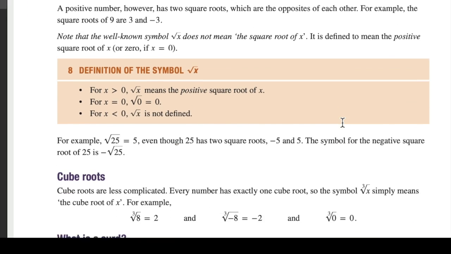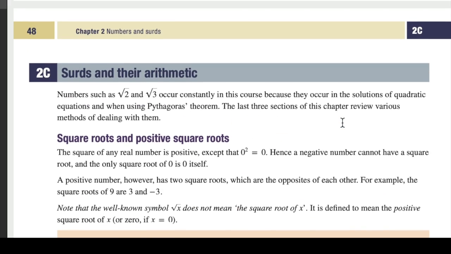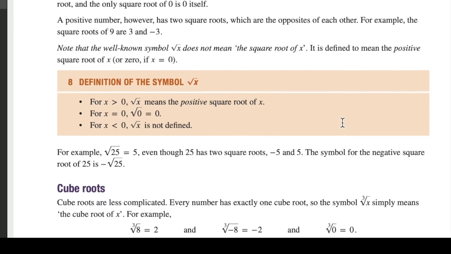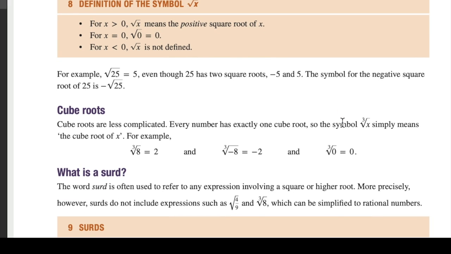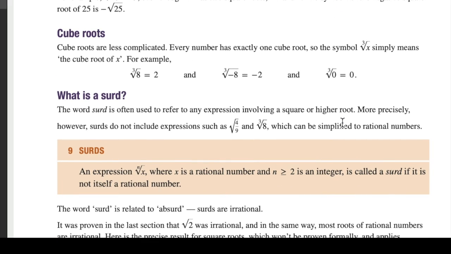We're on to 2C. Surds, everyone's favourite. How absurd. Square roots, cube roots, nth roots, whatever. So surds are pretty much anything that can't be simplified. They still have that root sign.